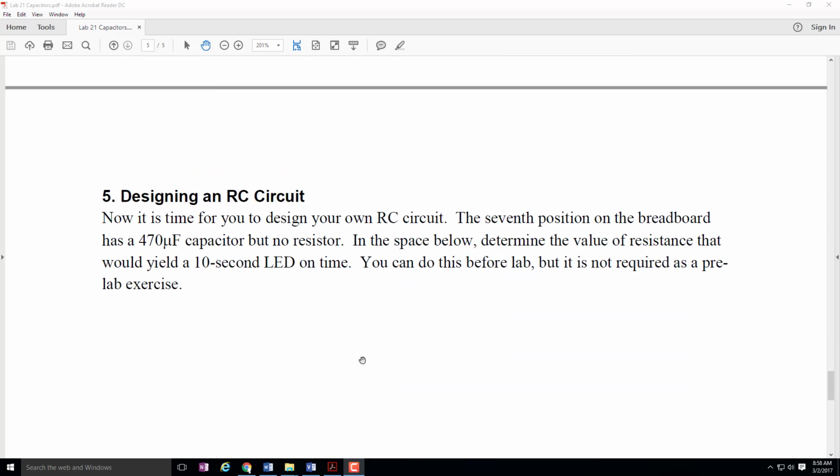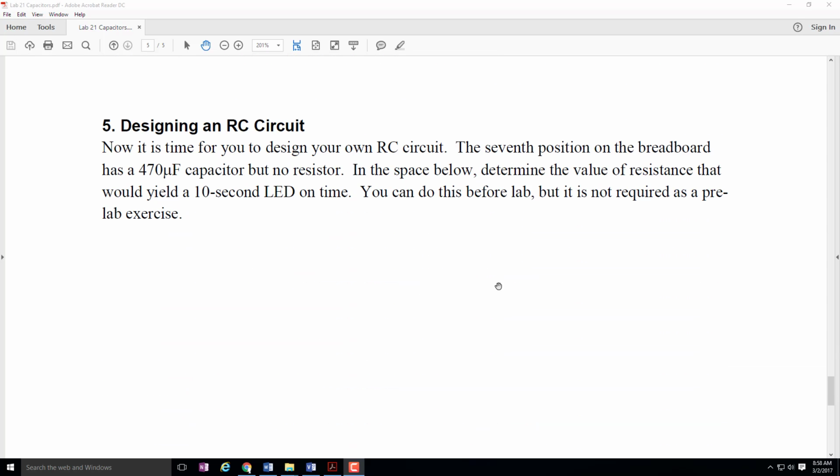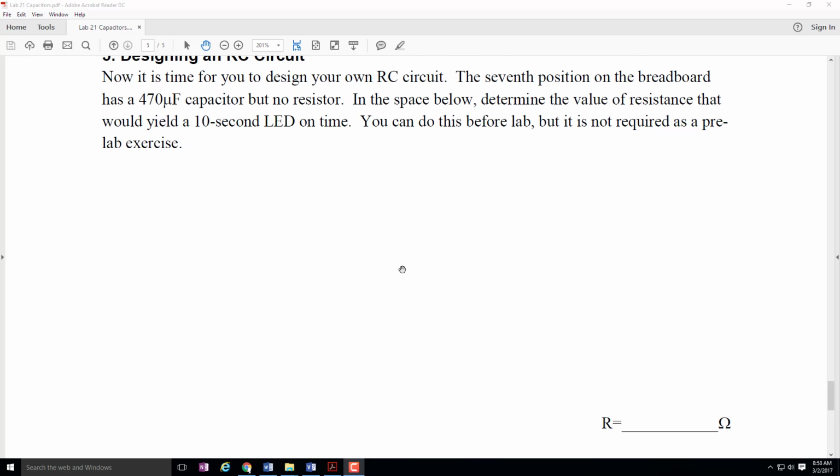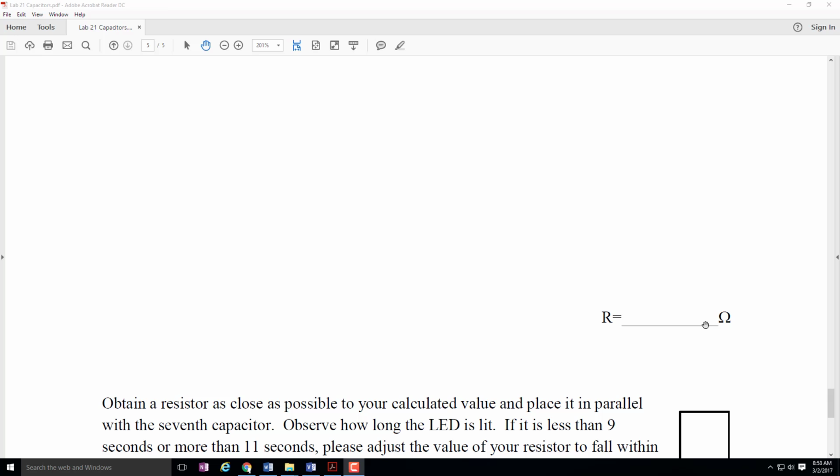Then the last thing is designing the RC circuit. So there is a seventh position on the board, which has another 470 microfarad capacitor, but no resistance. And so what I want you to do is calculate how much resistance you would need to have a 10-second LED time. So you push the button, the LED stays on for 10 seconds, and then it goes off. Now you can do this as a pre-lab question if you want to, or there'll probably be time for you to do it during the lab if you'd prefer. And then tell me what value of resistance that is.